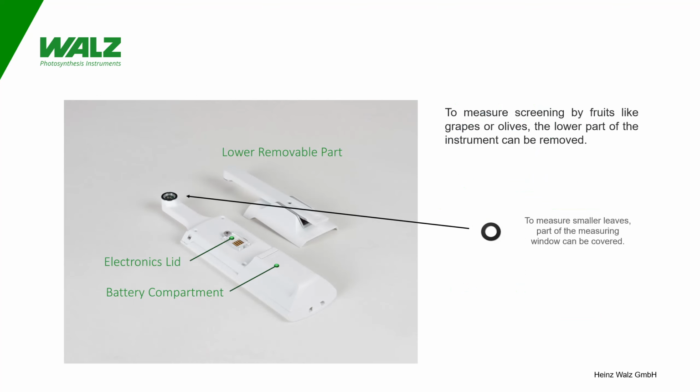If the user wants to measure bulky objects like fruits, he or she can remove the bottom half of the measuring head by removing a screw and covering the electronics with a lid. With the lower part of the measuring head removed, it is no longer possible to determine the chlorophyll content.